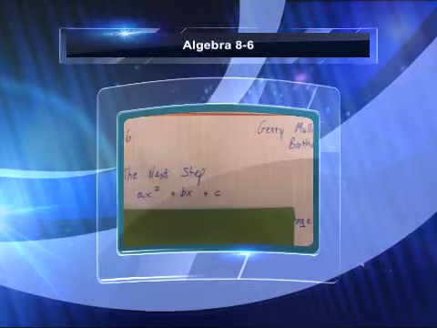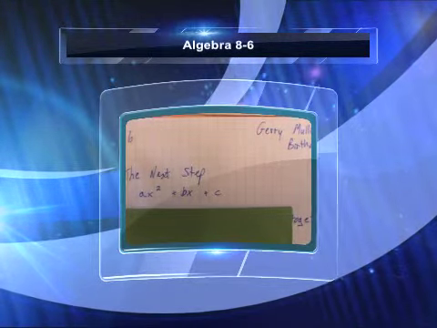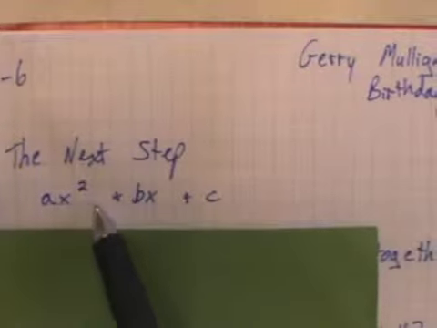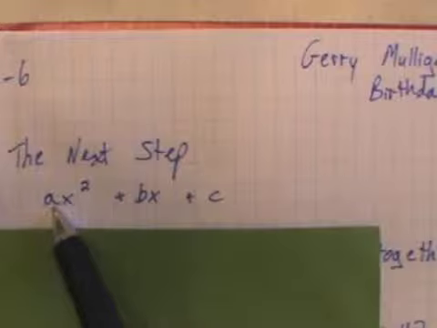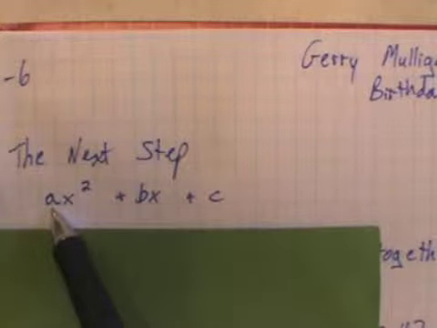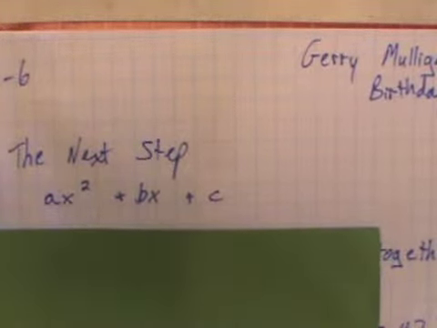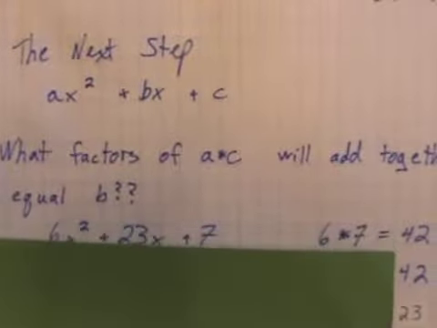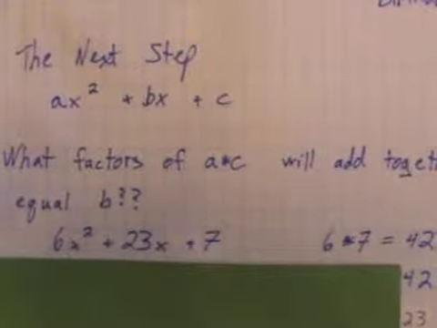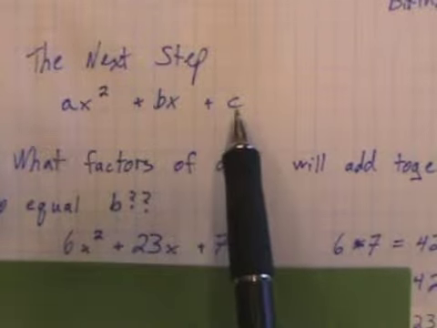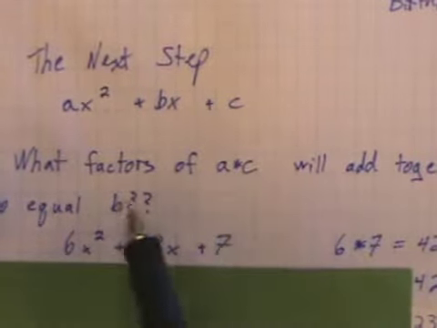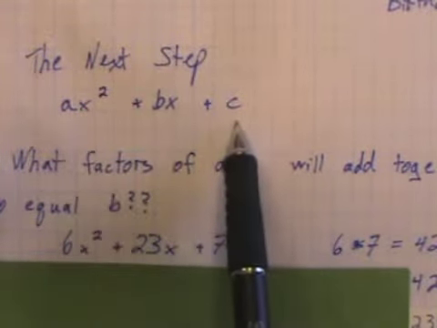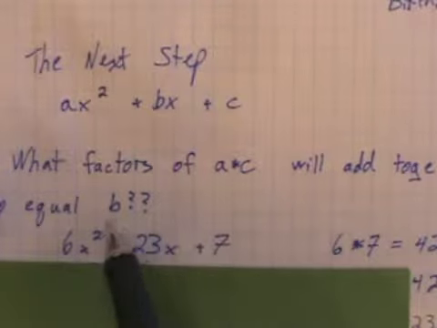Lesson 8.6. The next step in factoring is what happens when your original trinomial has a coefficient on the x squared term. Well, let's walk through it. First step stays the same with just one little change. It's not what factors of c will add together to equal b. It's what factors of a times c will add together to equal b.